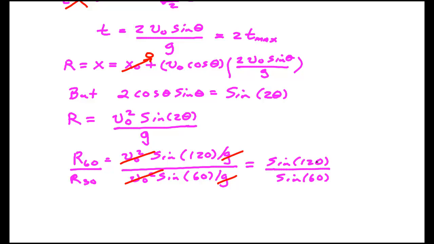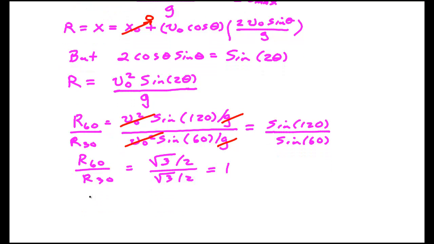Let's see how we do that. Well, we're going to put in what sine of 120 and sine of 60 are. Sine of 120 is the square root of 3 over 2. Sine of 60 is the square root of 3 over 2. So that means that the ratio is 1. So the range of a 60-degree cannonball is the range of a 30-degree cannonball. We proved that.